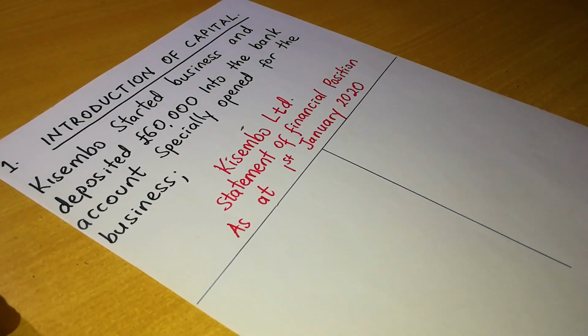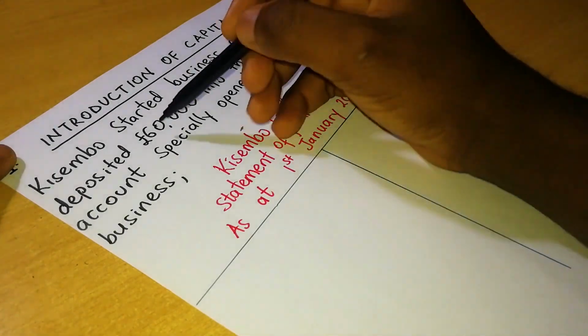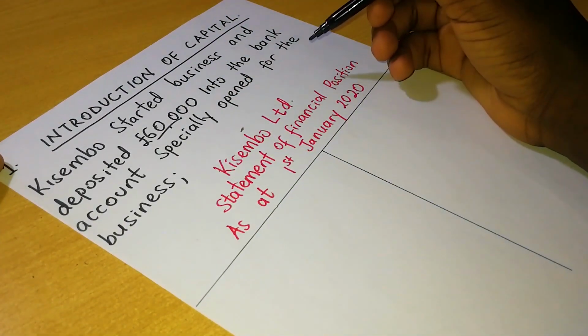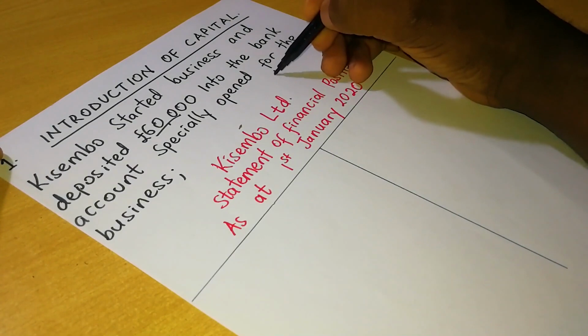So Kisembo started business and deposited 60,000 into the bank account specially opened for the business. So the two accounts here that were affected, we have cash at bank, because this 60,000 was deposited into the bank. So we have cash at bank.